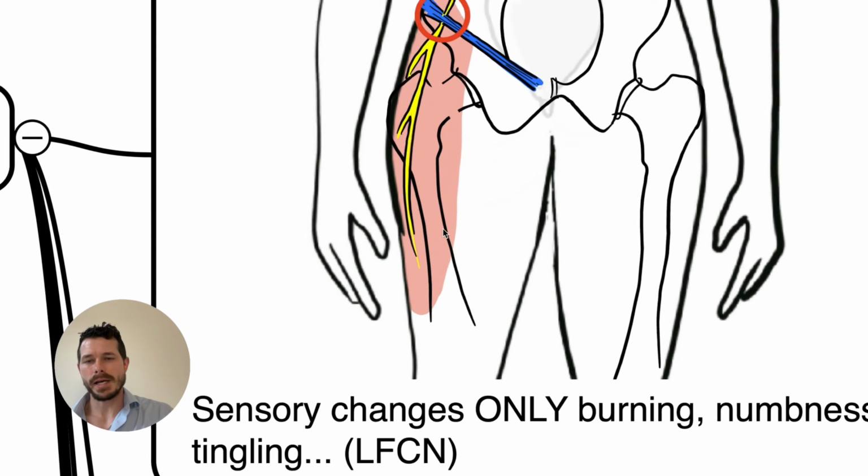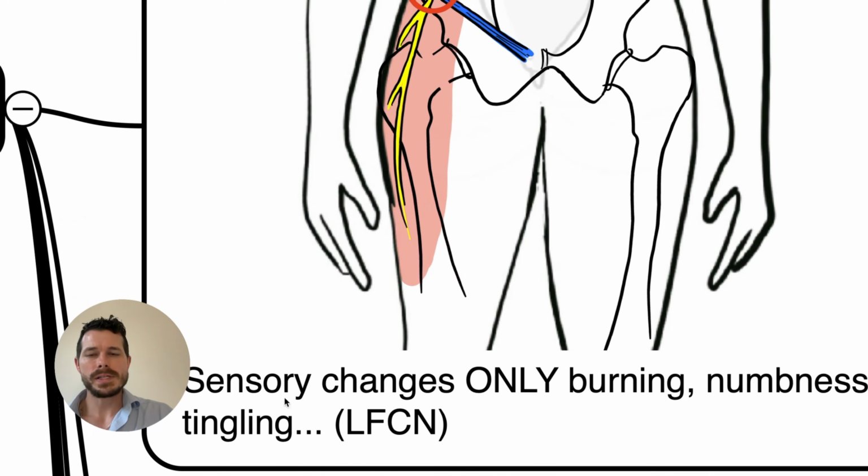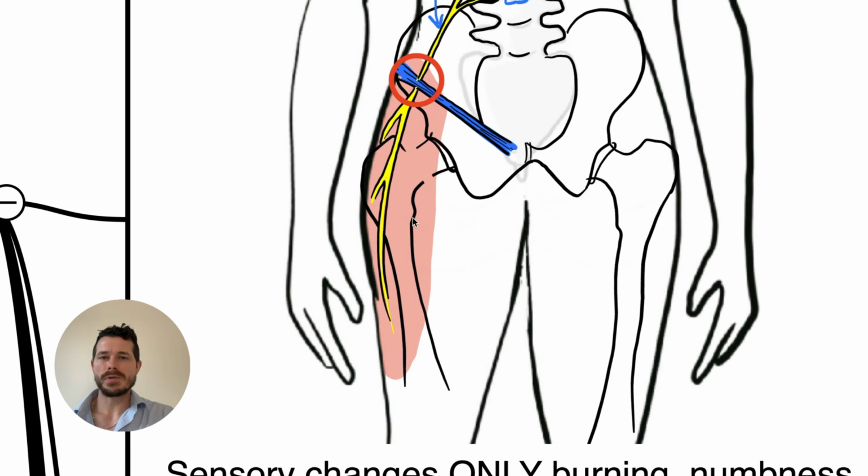Now, what's interesting is that this nerve is only a sensory nerve, meaning it only has a path for feeling. So if you snip this nerve, you will not lose your ability for any muscles to function.